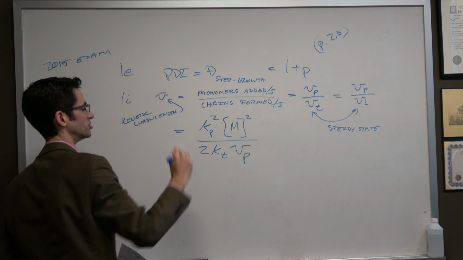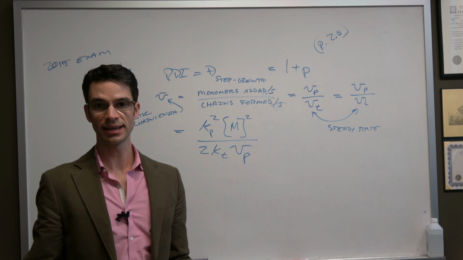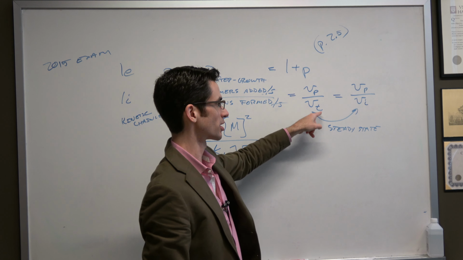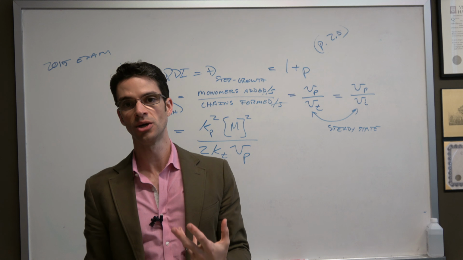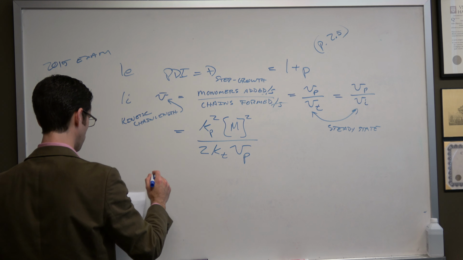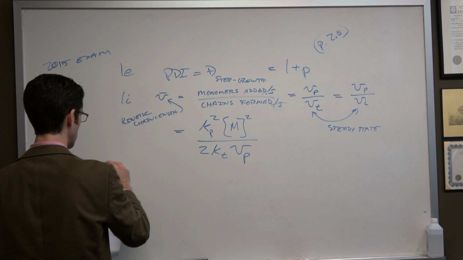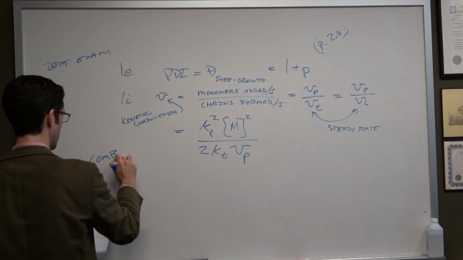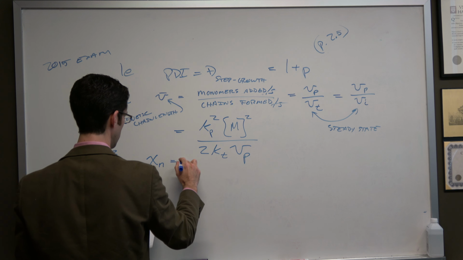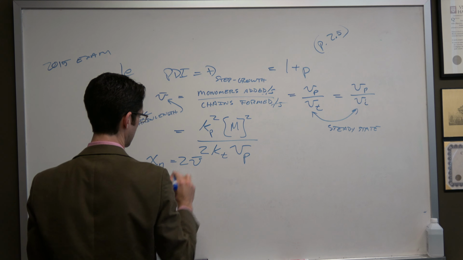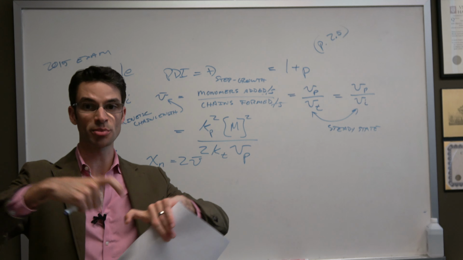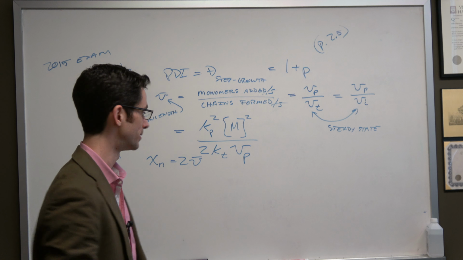Why is it not just the real average chain length? Well, it's not the real average chain length because we don't know if the termination was by disproportionation or by combination. So for termination by combination, X sub n equals 2 times the kinetic chain length, because combination has 2 chains that terminate by linking together to make one long chain.